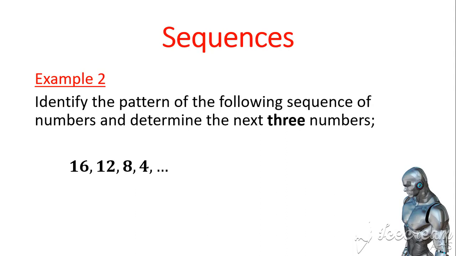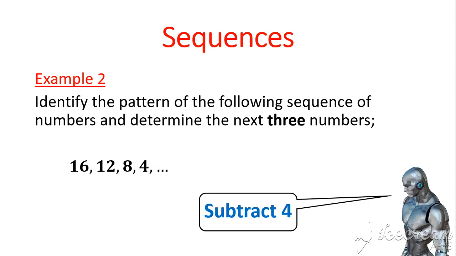Right, example 2. Identify the pattern of the following sequence and determine the next three numbers. So we're starting at 16, going to 12, going to 8, going to 4. Right, have you figured that out? Yes, we are subtracting 4. We're taking away 4. So we're going 16 minus 4, 12. 12 minus 4, 8. 8 minus 4, 4.